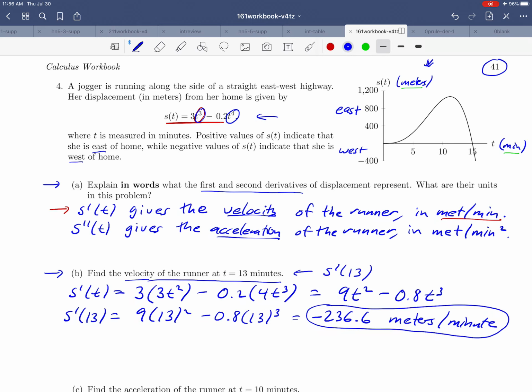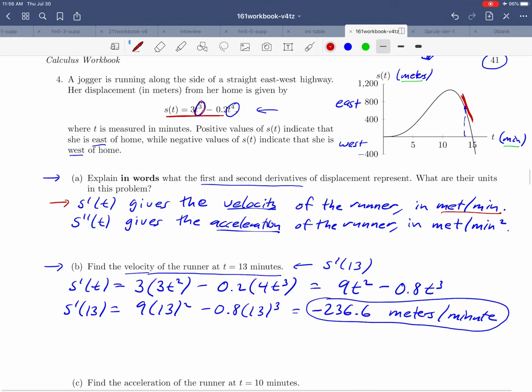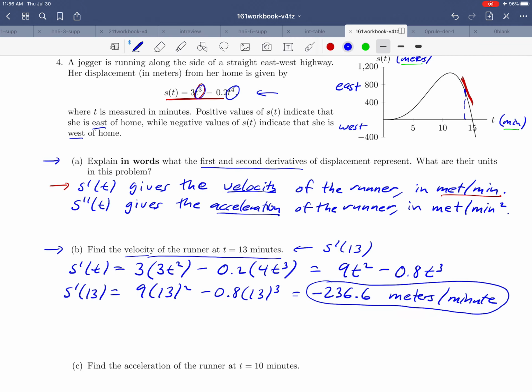If we look up at the top on our graph for a minute again, t equals 13 is maybe about here. And if you draw a tangent line there, notice that its slope is negative. That's why we're getting a negative number. It just indicates that the runner is running to the west at that particular time. Okay, so let's move on then to part C here.